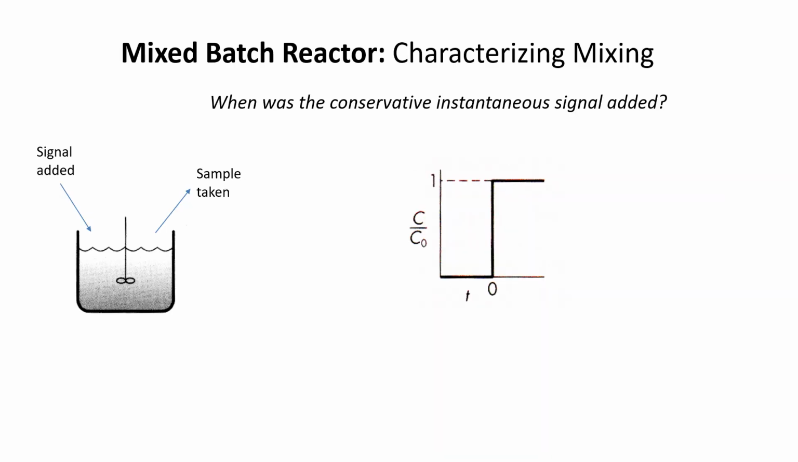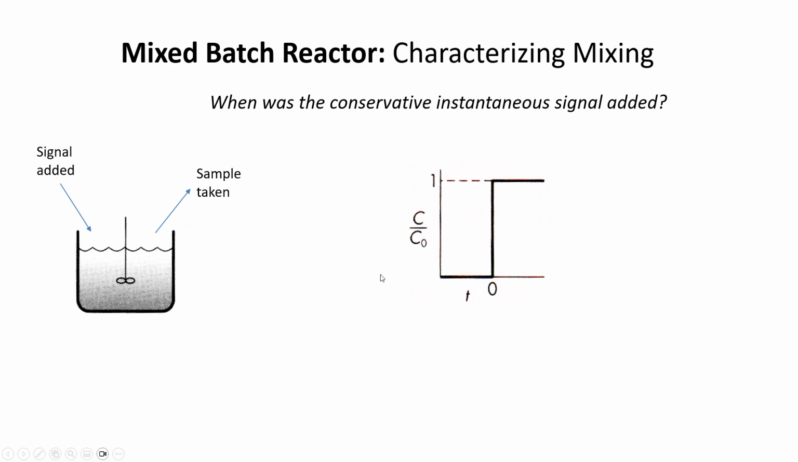Okay, so the simplest type of reactor, remember, is a mixed batch reactor. A mixed batch reactor doesn't have any flow going in, it doesn't have any flow going out. We put the stuff into the reactor, start stirring it, and then the reaction begins. And so if we have this instantaneous signal that we put into a mixed batch reactor, we put it in instantly.